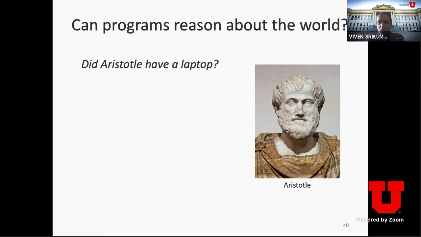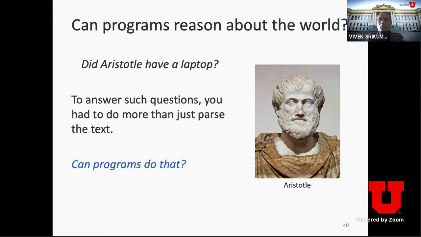Anyone? I mean, most of us will say no, right? Isn't that amazing? Where did you read that? Did you read a book about Aristotle not having laptops? Did you see this in school? Was he too poor to get a laptop? What was going on? To answer such questions, we need to think about how the world works.